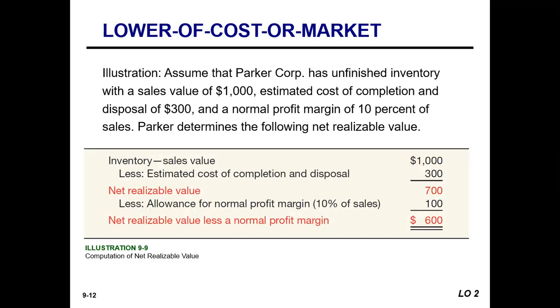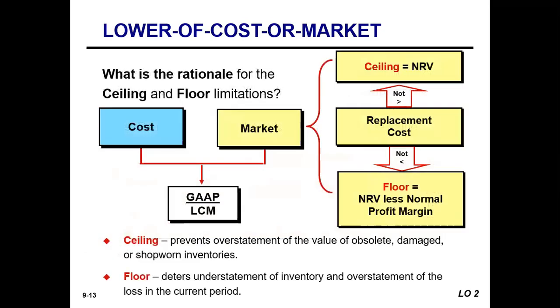And then we subtract the normal profit margin percentage. So if normal profit margin is 10% of sales, 1,000 times 10%, we're going to subtract another 100. And that gives us net realizable value less a normal profit margin.